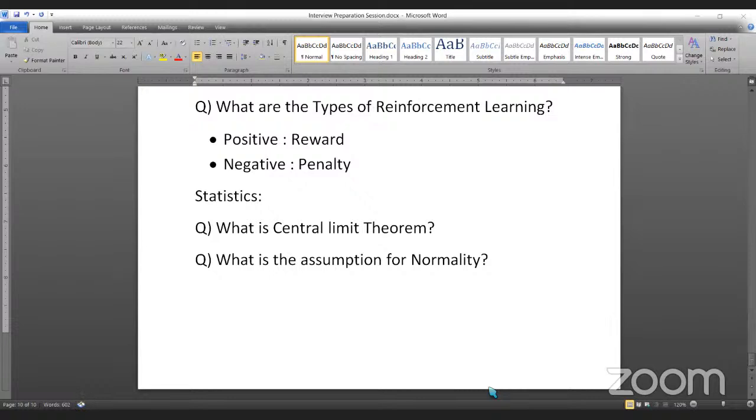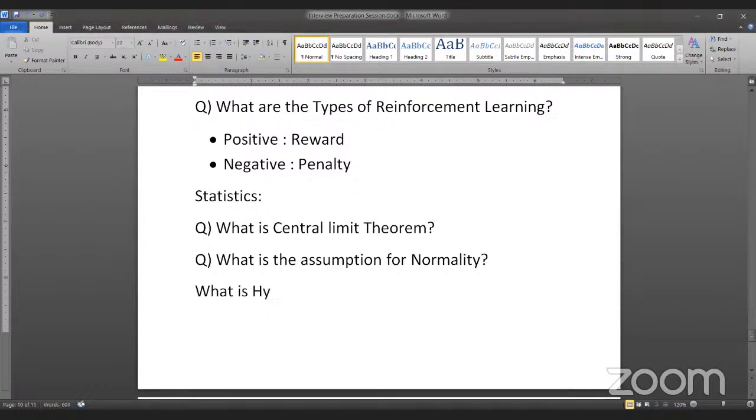The assumption of normality says that the mean distribution across a sample is normal, and this is also true for all the independent samples. Now coming to the next one, what is hypothesis testing?